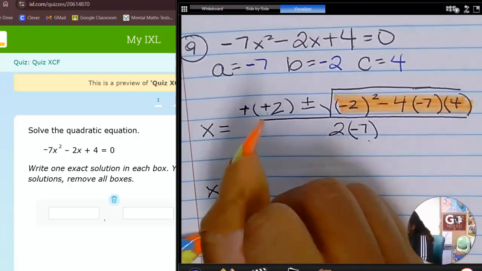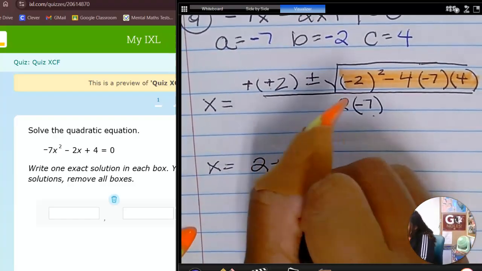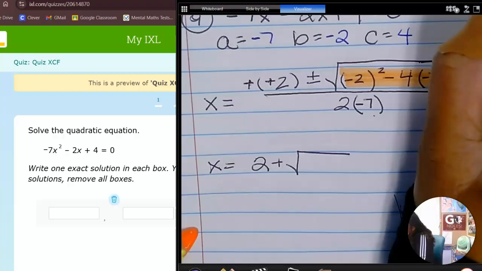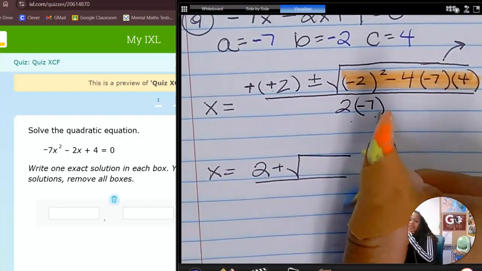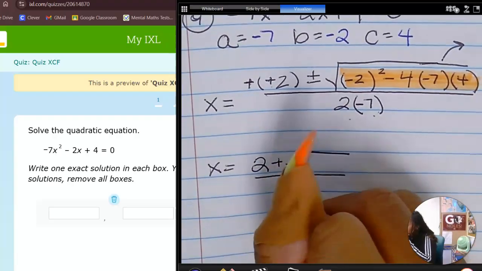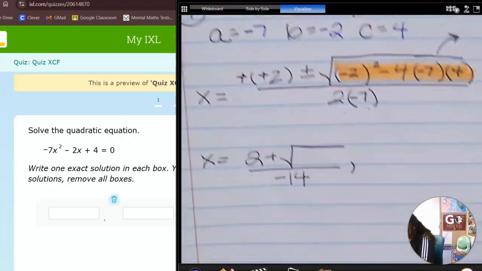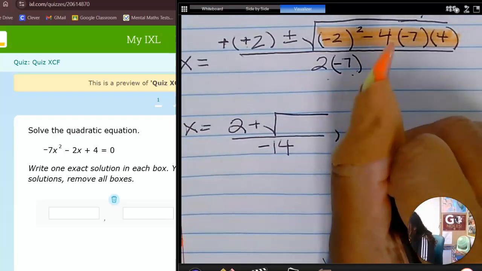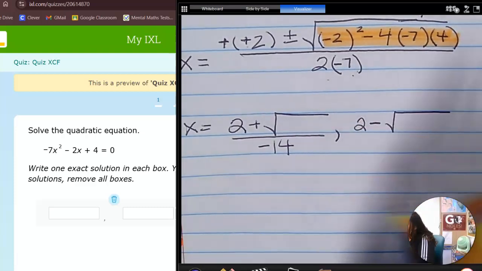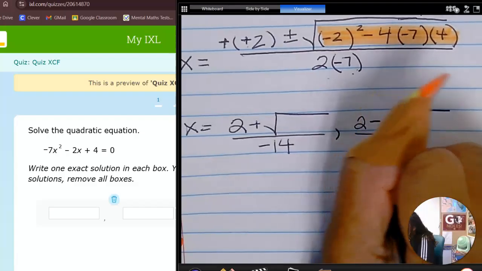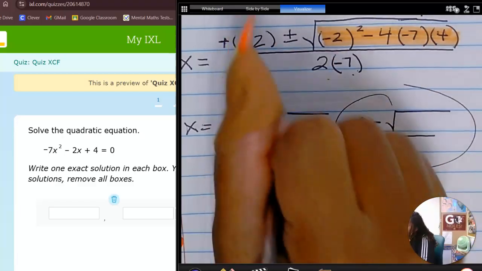X equals just regular 2 now. We don't have to put the plus. Plus square root, whatever I get here for Desmos, all divided by, what's 2 times negative 7? And then negative 14 can go on the bottom. That's one answer. And then over here, I'm going to say 2 minus, subtracting whatever I get from Desmos, all divided by negative 14. One answer, 2 answers.